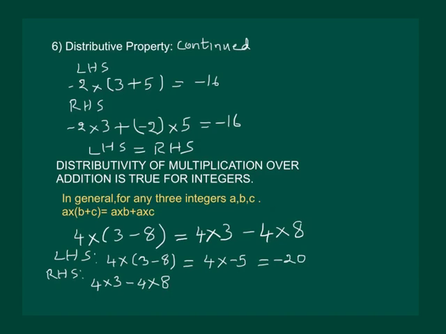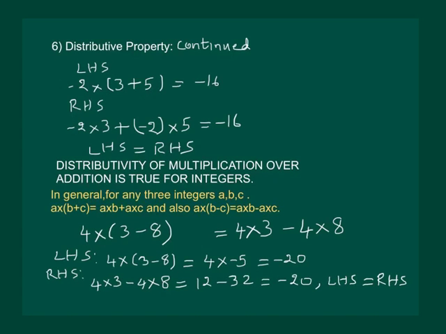Let us solve the right hand side. We get 12 minus 32, which is equal to minus 20. So we have got left hand side equal to right hand side. We can take more such examples and check for ourselves, and then our general statement will be that for any three integers a, b and c, a into b minus c is equal to a into b minus a into c.